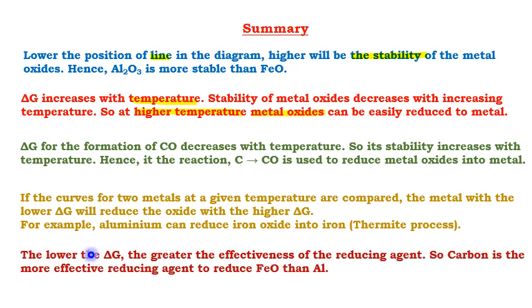The lower the delta G, the greater the effectiveness of the reducing agent. So we have compared carbon and aluminum to see which is the good reducing agent for iron oxide. Carbon has a relatively lower delta G value, so it can act as an effective reducing agent to reduce iron oxide when compared with aluminum.